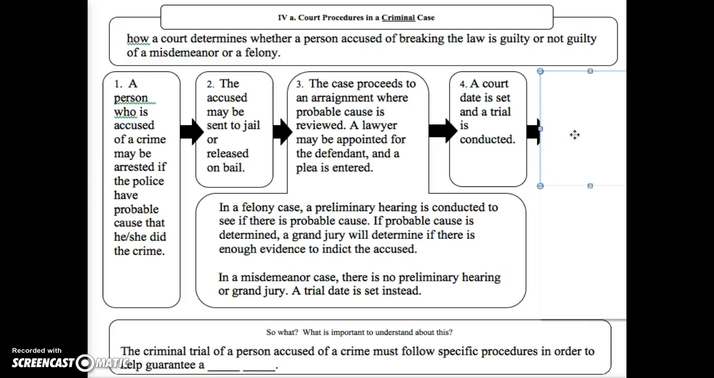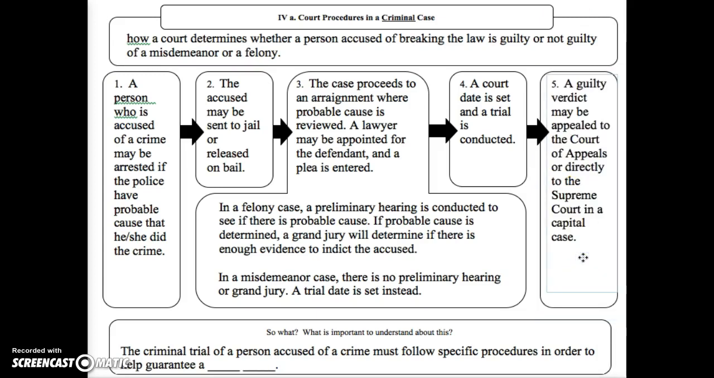This brings us to our last step, and that is that a guilty verdict may be appealed to the Court of Appeals or directly to the Supreme Court in a capital case. Here, please fill in guilty and appealed. So to appeal a ruling is to challenge it at the next highest level. Now, you can't do this whenever you want. There has to be some indication that your rights were violated or some aspect of due process not being followed.